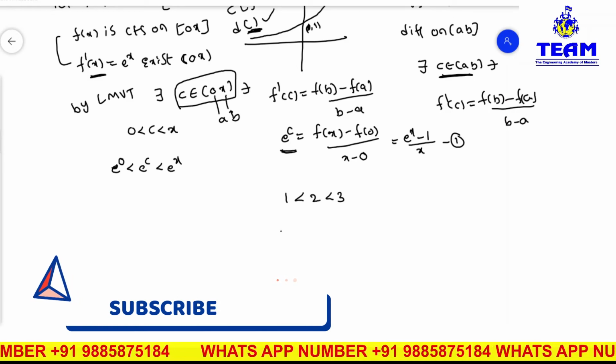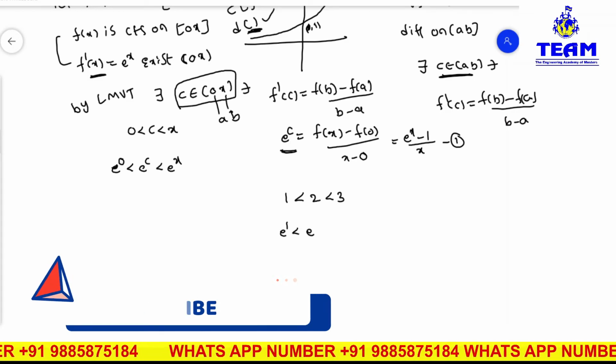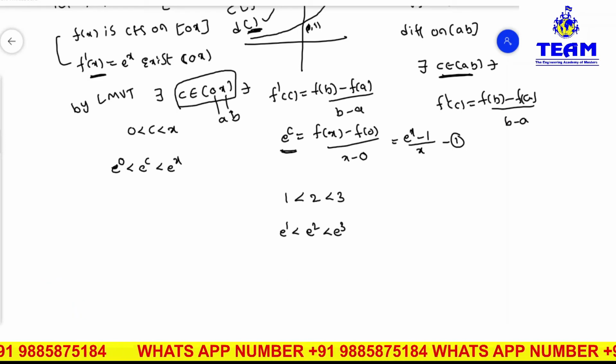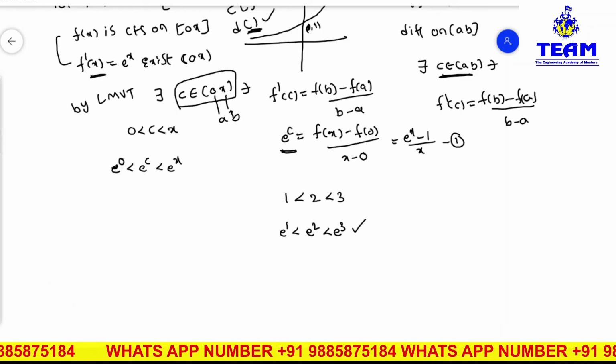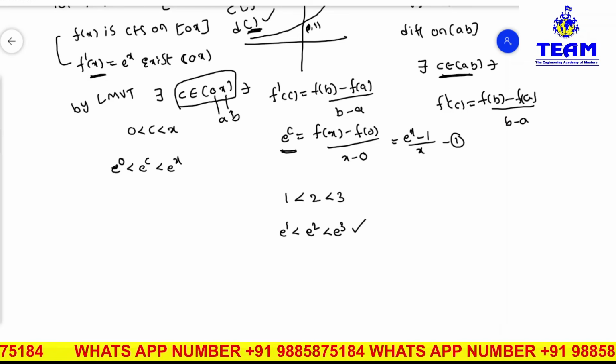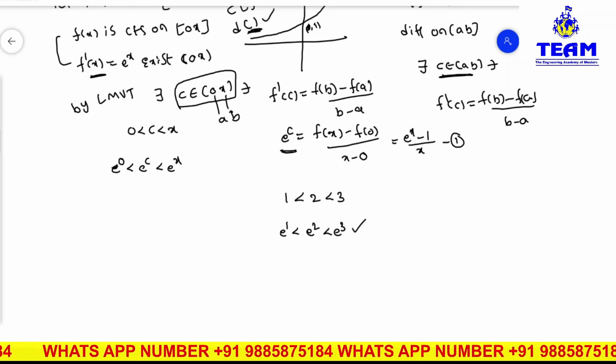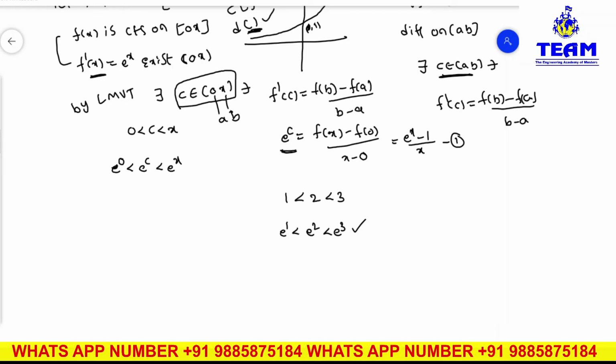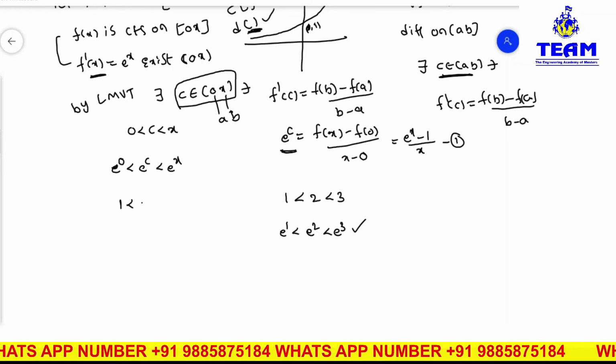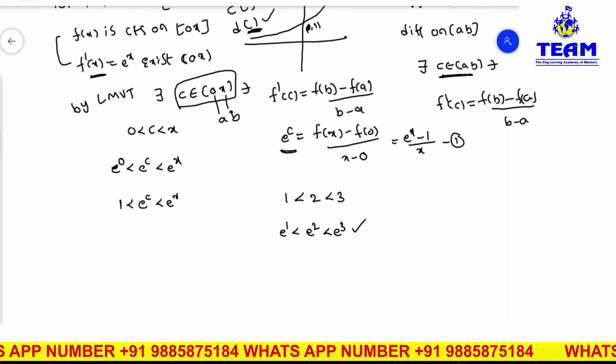Now, apply exponential: e to the power of 1 is less than e to the power of 2 is less than e to the power of 3. Yes or no? This relation is clear, friends. So it is an increasing function, so it will be satisfied in this case. Now, what is e power 0? It is 1, which is less than e to the power of C is less than e to the power of x.